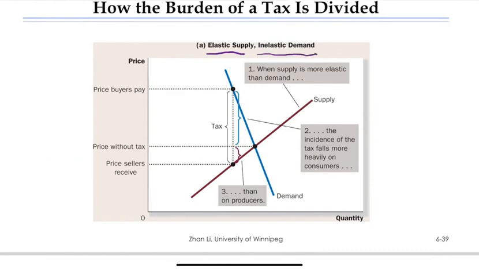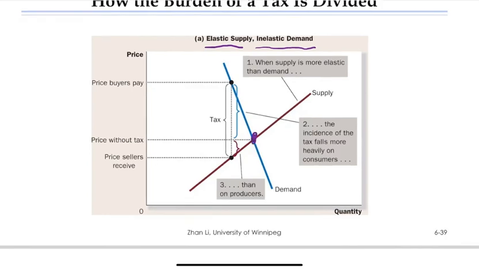Again, how do you know the supply curve is elastic? Well, because you can see that in this case, the supply curve is quite flat. Now, how do you know that the demand curve is inelastic? Well, because you can see here that the demand curve is quite steep, right? So we know that a steeper curve is less elastic. Now, in this case, let's start from the original market equilibrium, which is given by this point.